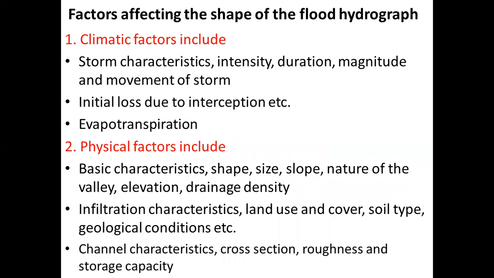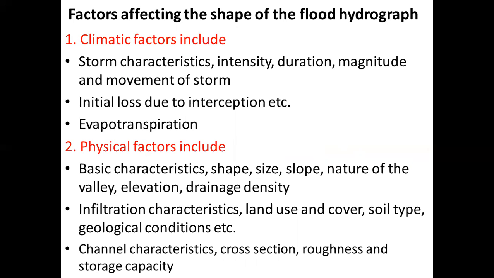Okay, now there are many factors which affect the flood hydrograph. So there could be some climatic factors, there could be some physical factors. So basically the main important things are climatic factors and physical factors. Climatic factors are mainly due to the intensity of the rainfall. There is mainly intensity, duration, magnitude and movement of the storm, and then there will be initial loss due to interception. Okay, and that could be due to evapotranspiration. Evapotranspiration is a combination of evaporation followed by transpiration through the trees.